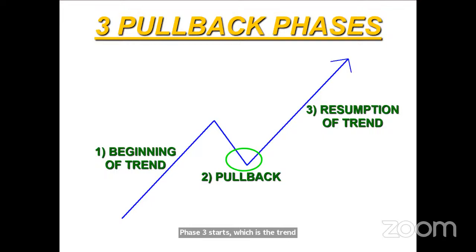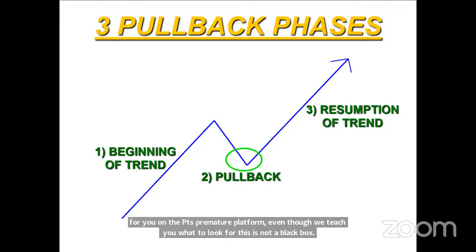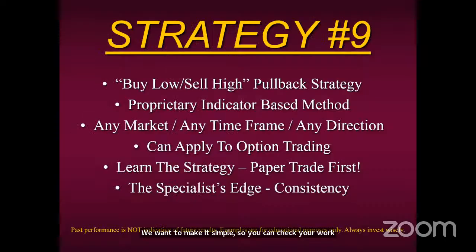The good news is this is all automatically calculated for you on the PTS Primo Charting platform. Even though we teach you what to look for, this is not a black box. We want to make it simple so you can check your work. Now, it's a buy low, sell high pullback strategy based on a proprietary indicator. You can apply it to any market, any time frame, and any direction. Also, because you will be buying at lower prices and selling at higher prices, it makes it ideal for option trading, so you can get these inexpensive premiums.